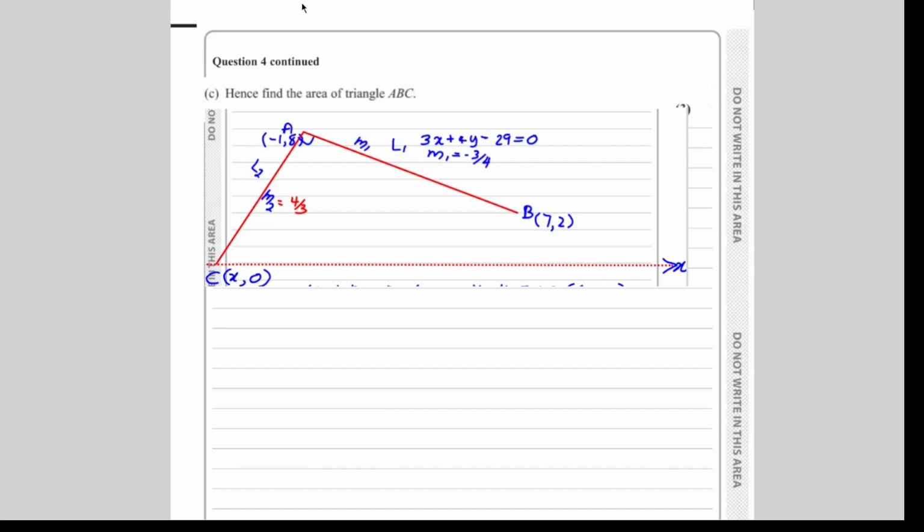So there is triangle ABC. Let's join ABC. So this is ABC. And we know that AC and AB, they are perpendicular to each other. So area of triangle ABC equals half into base into height.